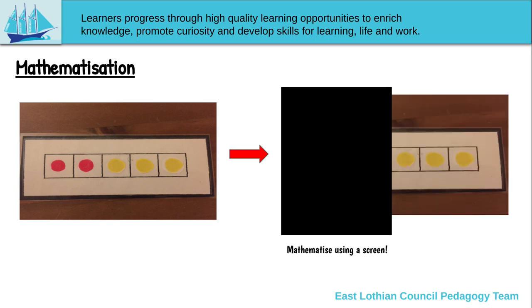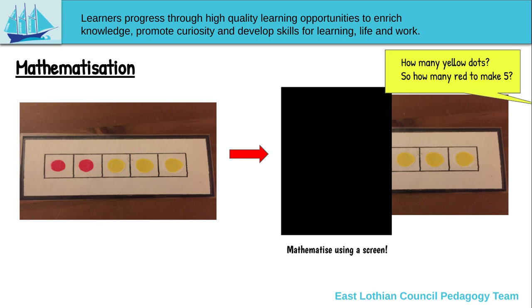So we can take the visual 5 frame and we can add a screen. In this example, the red dots are screened. So we can ask the question, how many yellow dots do you see? So how many red dots are hiding under the screen to make 5? Pupils can then write down their solution.